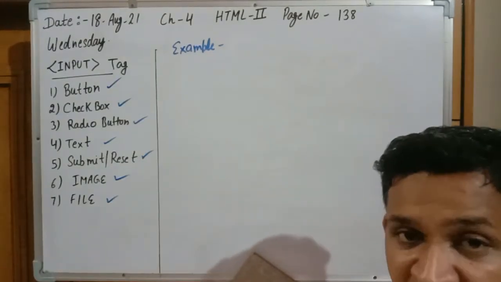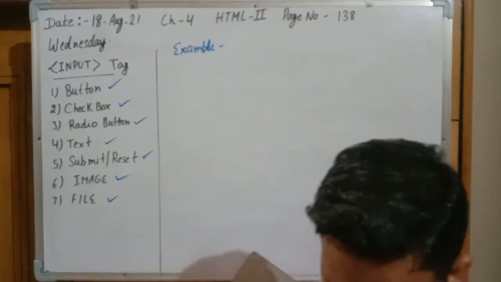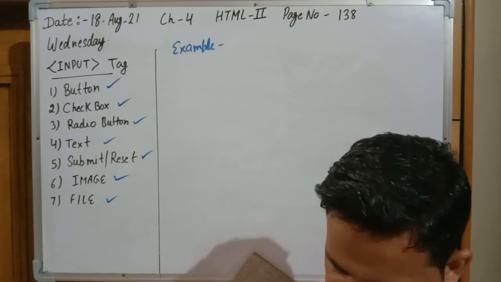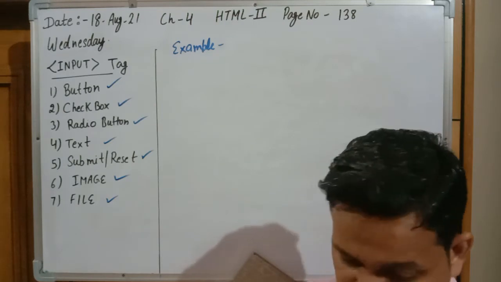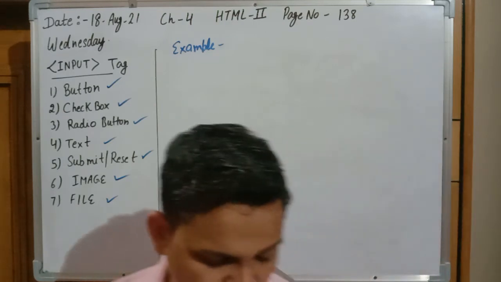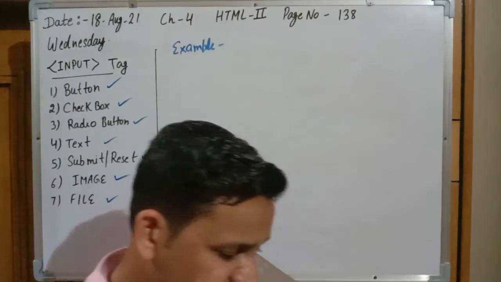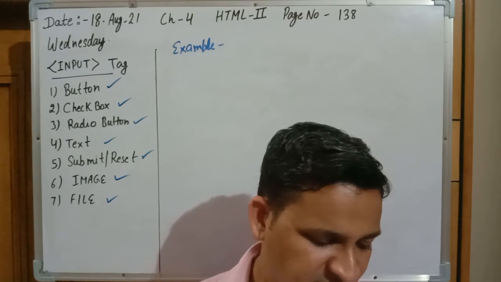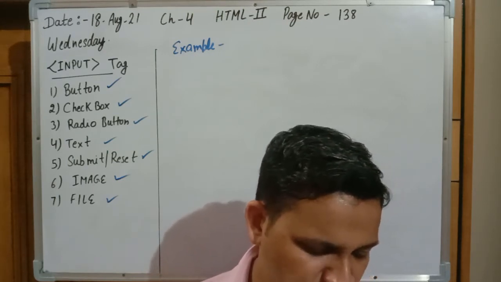So what is type? Type is an attribute. And what is value in that checkbox? The value is mushroom. Next is input type is equal to checkbox and the value is black olive. Next, input type is equal to checkbox, the value is sausage. Next is input type is equal to checkbox, the value is spinach. And last one, input type is equal to checkbox and the value is oregano.